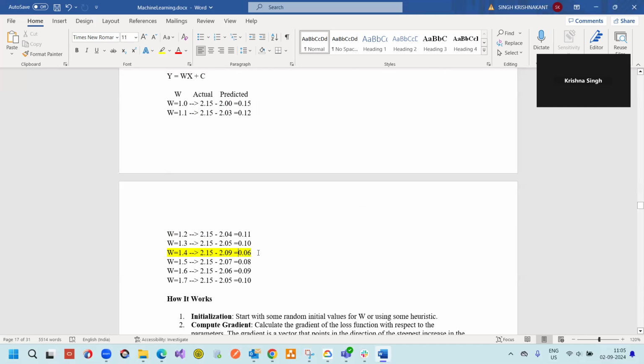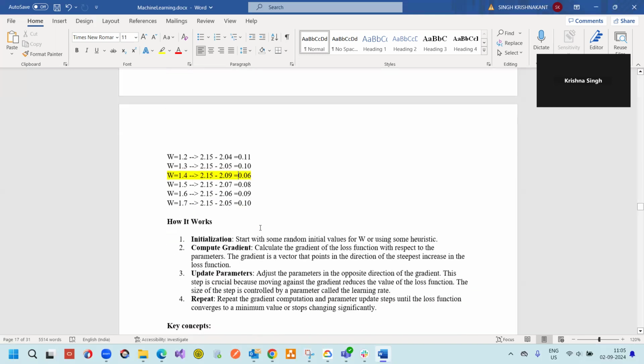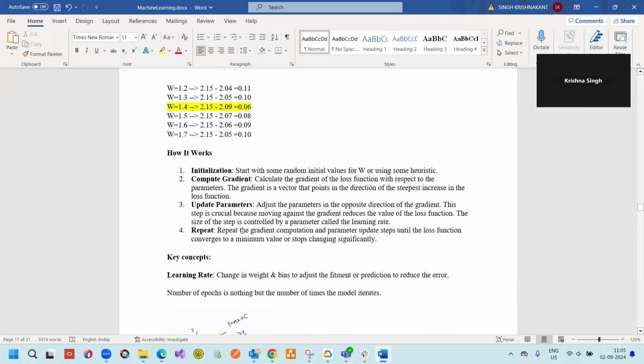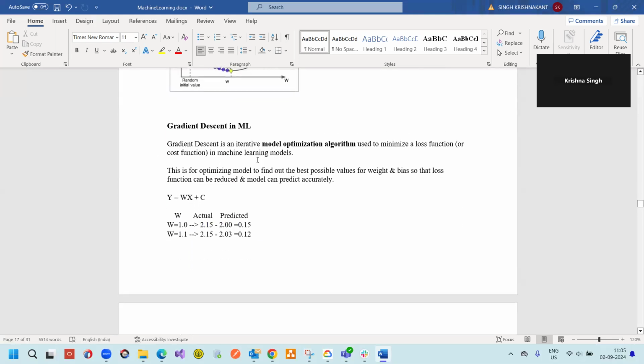We can't go below 0.06, and this is the approach, the repetition and all. So this question, most of the time, they ask what is gradient descent. Just for your memory, this is a model optimization parameter. It is trying to find weight and bias to get your global minimum value.